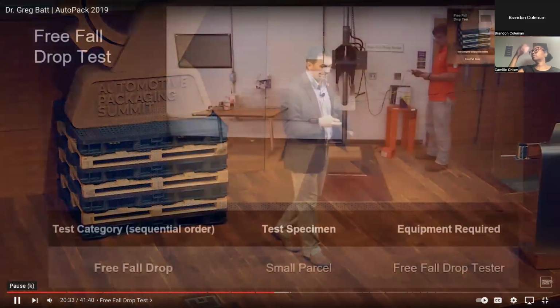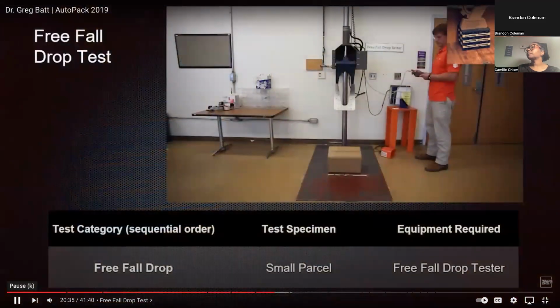Illustrated in the video, typically done to two adjacent corners of the device. So we're seeing both axes of the unit load and how they respond to the impact forces that transmit through our packaged products, and that are very possible and could occur in distribution.